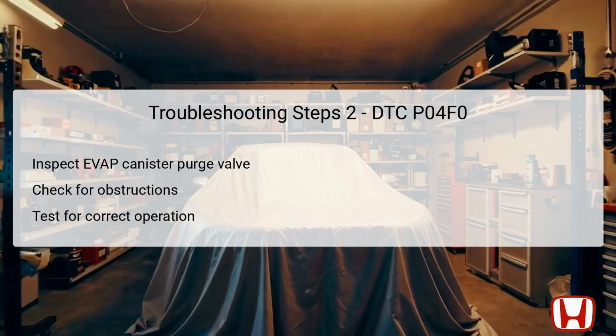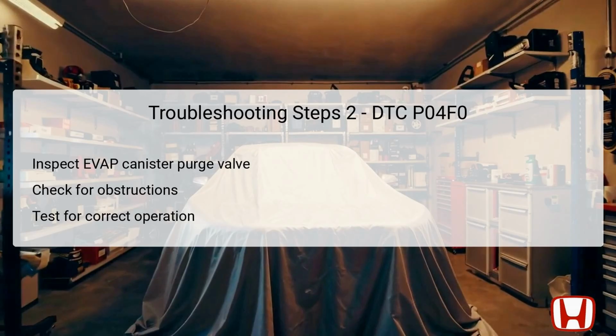The next step in troubleshooting involves inspecting the EVAP canister purge valve. This component is essential for regulating the flow of fuel vapors from the EVAP canister to the engine intake. The technician should first assess the valve for any obstructions or signs of wear that could cause improper functioning.